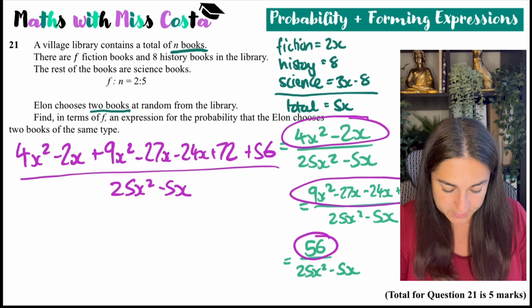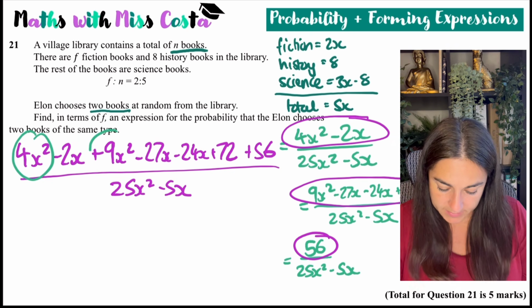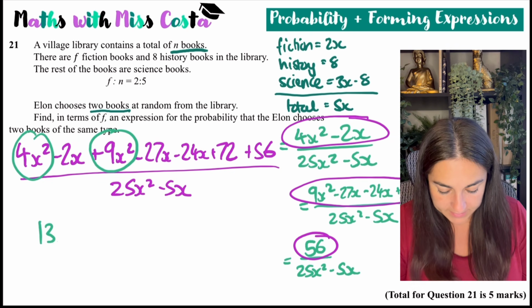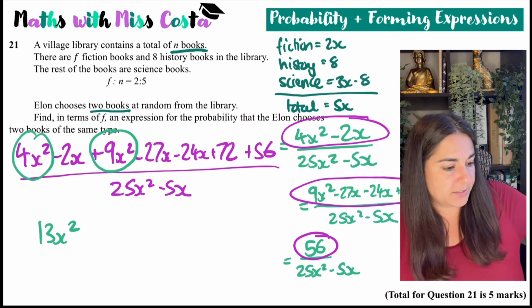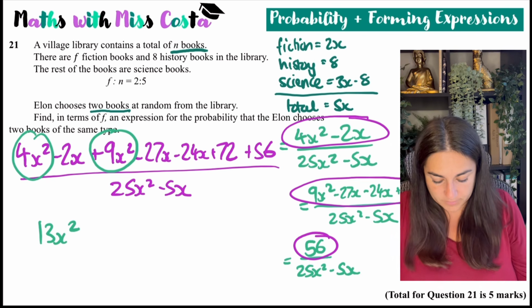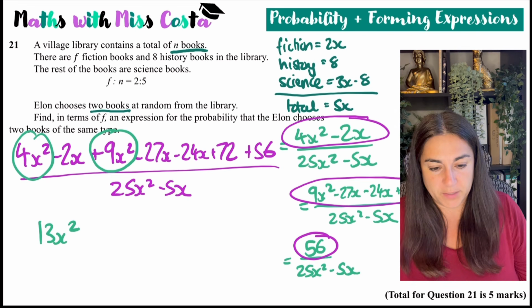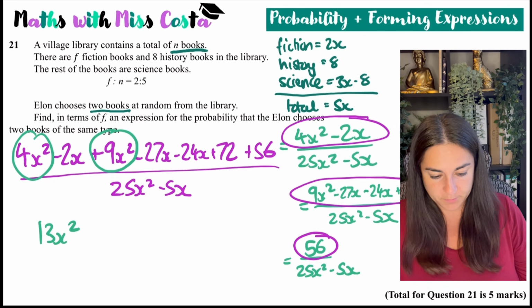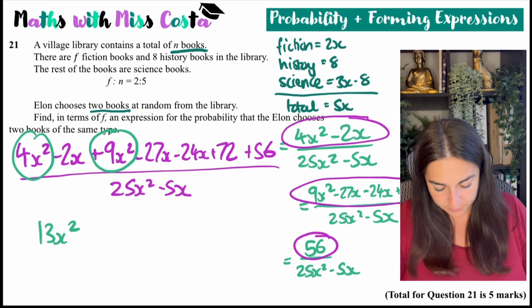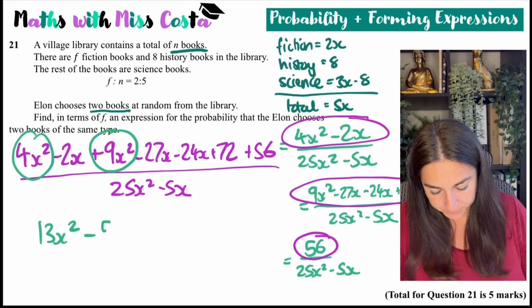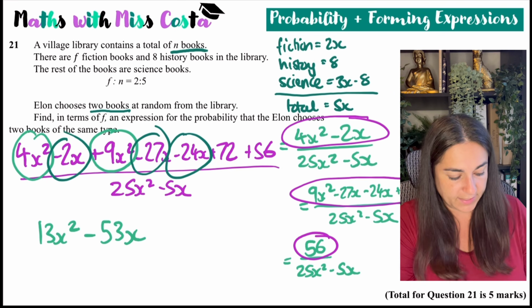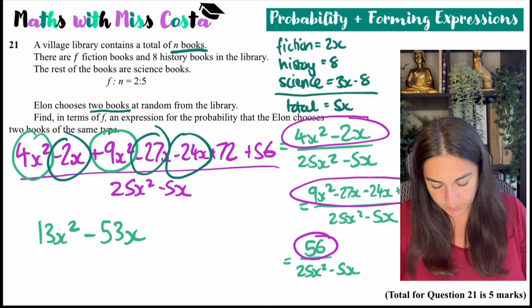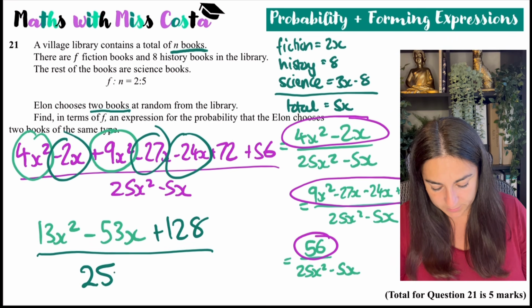Let's bring all the like terms. 4x squared plus 9x squared would be 13x squared. And then we've got minus 2, minus 2 minus 27 minus 24 is minus 53x. So that was all of the x terms. And then we've got 72 plus 56, which is 128 over 25x squared minus 5x.